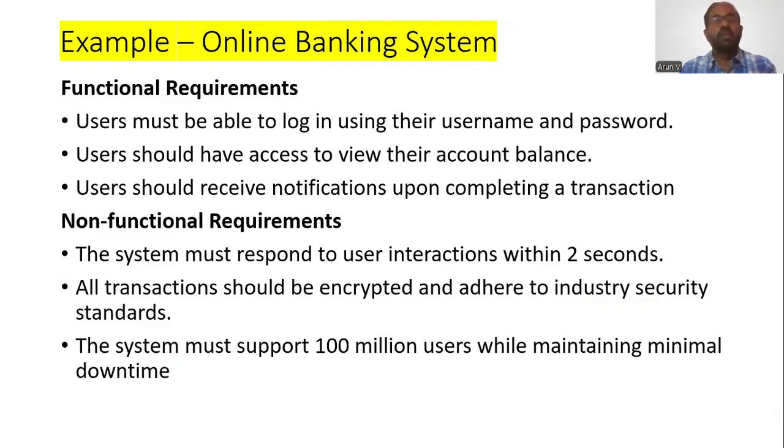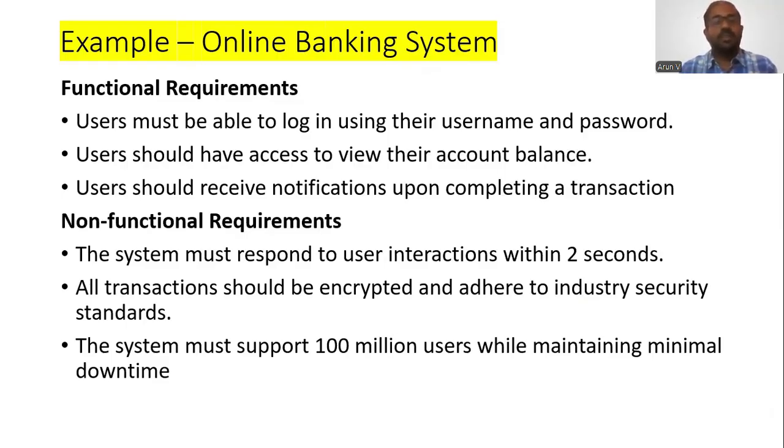Now we'll see one example, an online banking system. Functional requirements list out some features. One feature is users must be able to log in using the username and password. The second feature is users should have access to view their account balance. Third, users should receive notification upon completing a transaction. Many requirements we plan while developing the product, but according to the time constraint, I listed only three features in functional requirements.